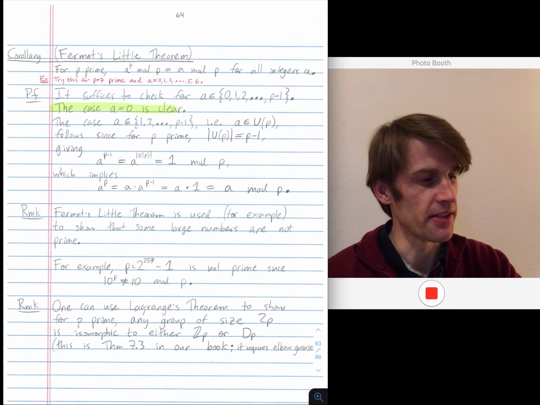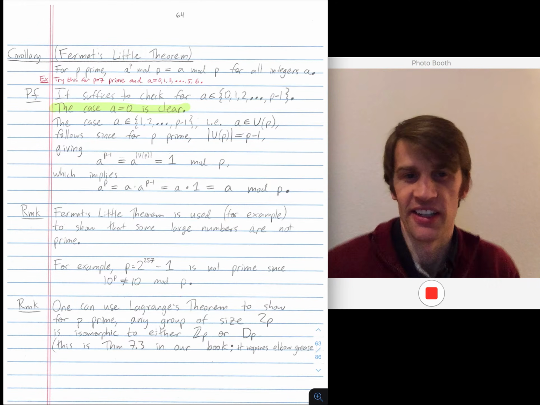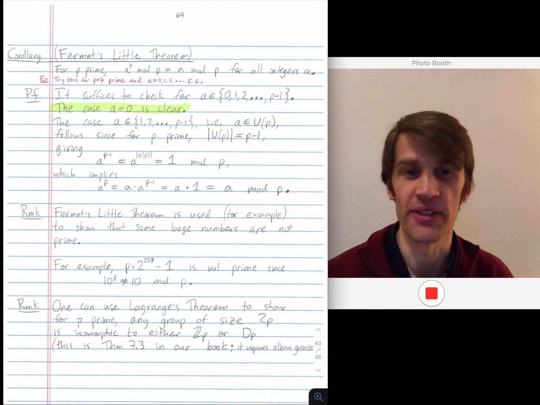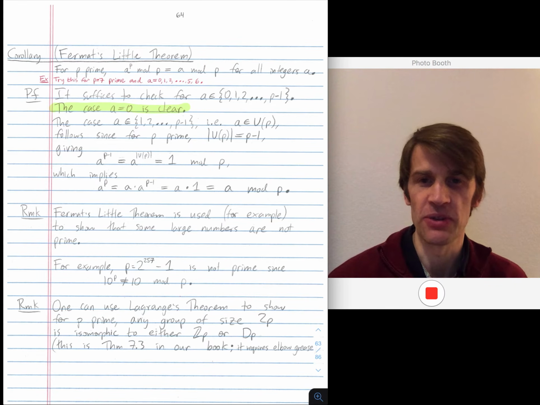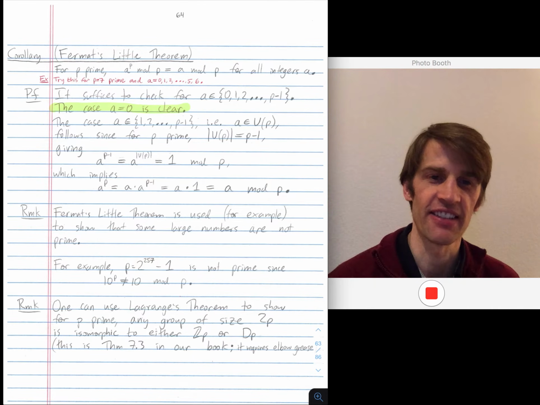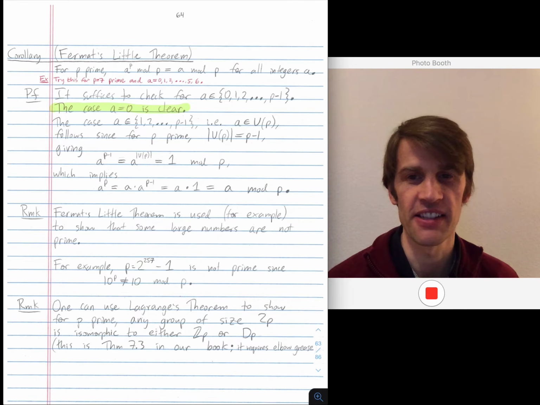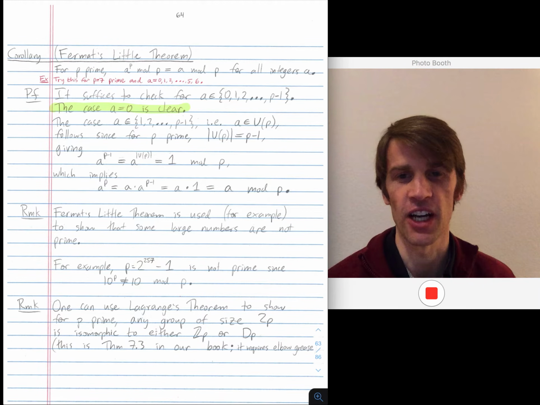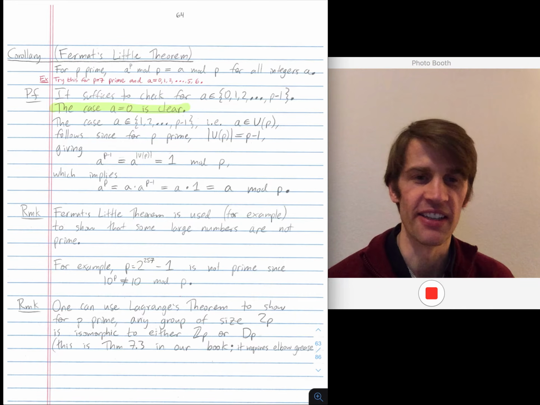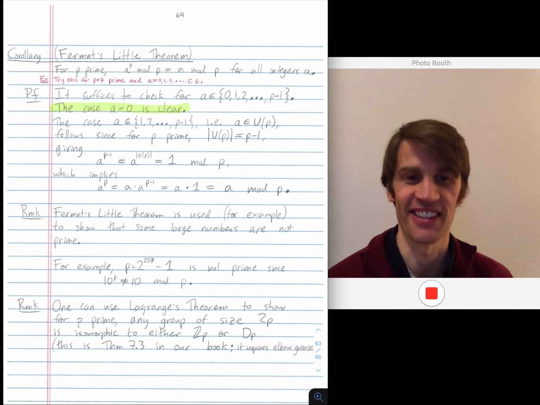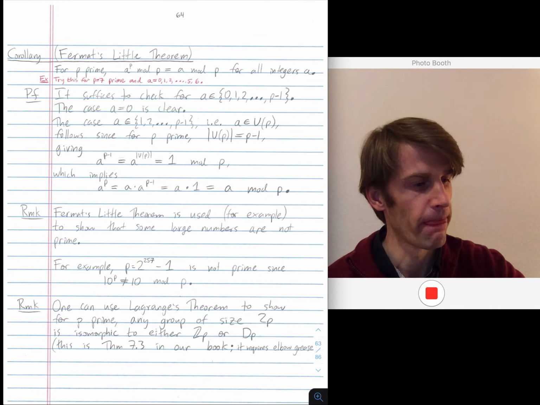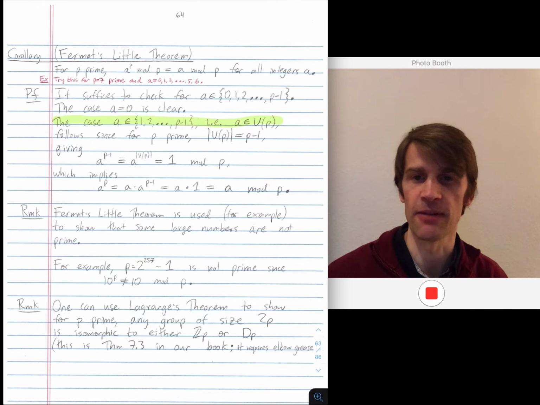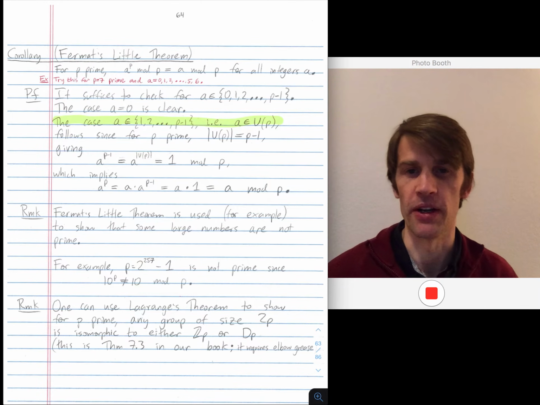The next comment is that the case A equals 0 is clear. 0 to the pth power is always 0. We're handling the case A equals 0 separately, just because in the next lines we'll prove all other cases, A equals 1, 2, up to P minus 1, using a slightly more complicated technique that doesn't work for A equals 0. Alright, so let's consider all other cases. A is some number from 1 up to P minus 1.